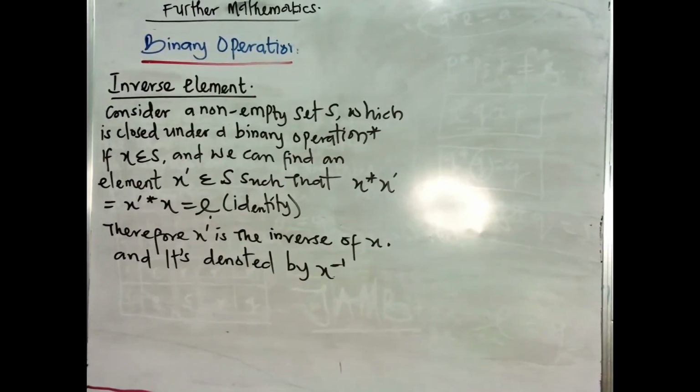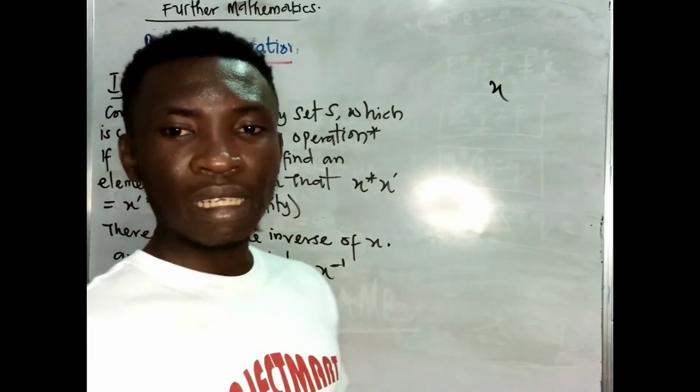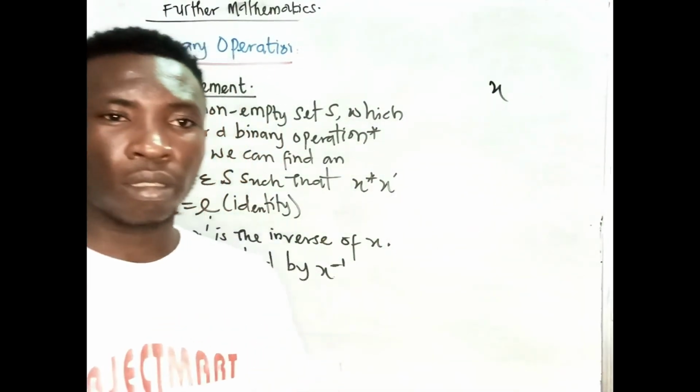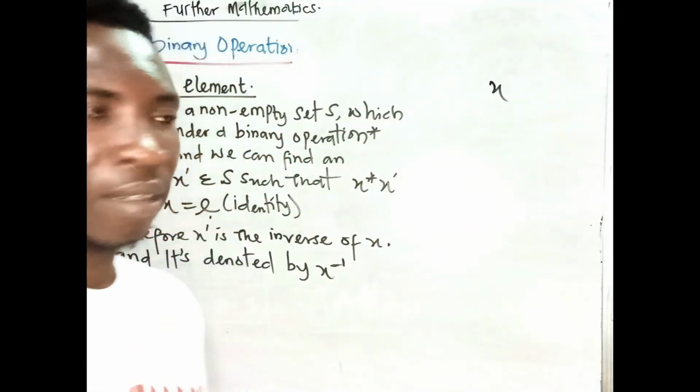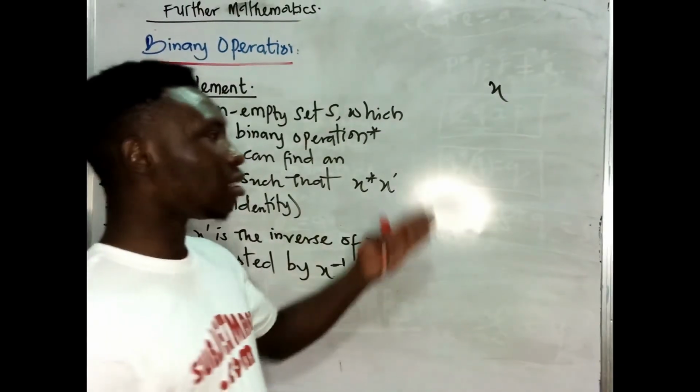Now, inverse element. This inverse is also very important, just like your identity. Like I said, consider a non-empty set S which is closed under a binary operation asterisk. If X is in S, and we can find an element. Now listen to me. Every element in a set has its inverse, so you cannot go about not having its inverse.